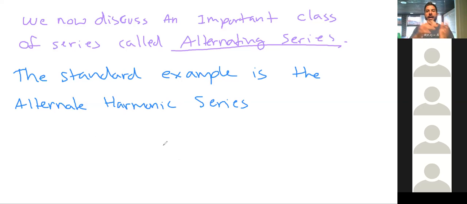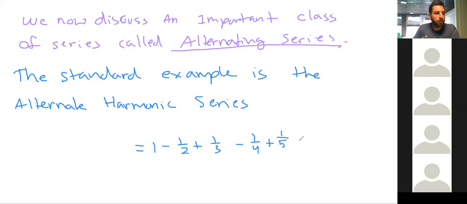We want 1 minus a half plus a third minus a fourth. That's what we want to happen. And so let's say that's what we want to study: 1 minus a half plus a third minus a fourth plus a fifth. Oh, excuse me, a fifth minus a sixth. You get the idea. And then this pattern continues forever and ever.